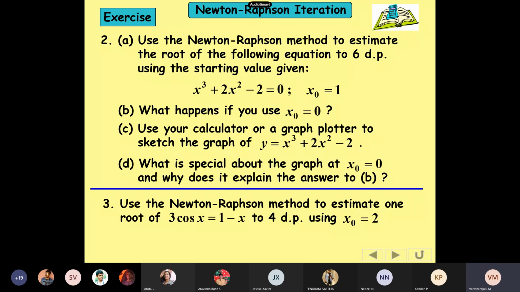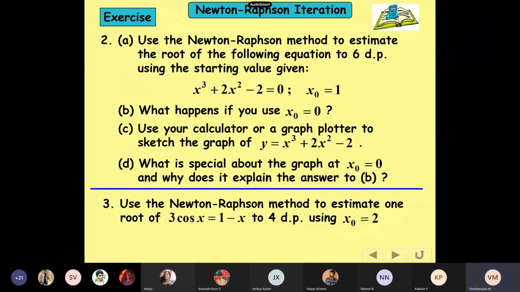Arvind, tell me. You give 1 and press enter, and then ans minus ans power 3 plus 2 ans squared minus 2, divided by 3 ans squared plus 4 ans. Yes, yes.